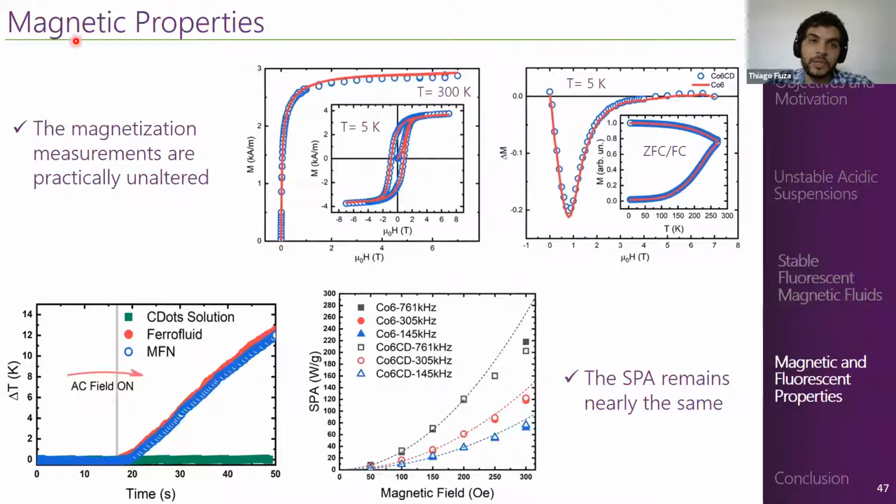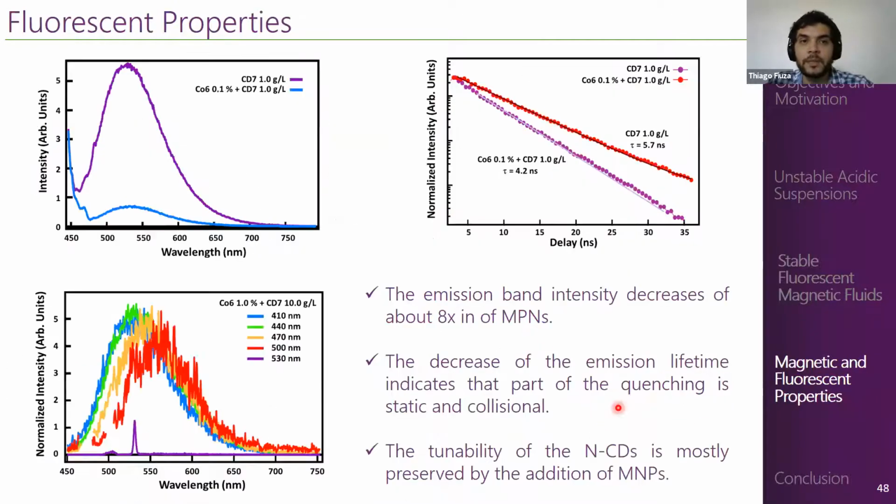If we perform magnetic measurements, we can see that the magnetization of the ferrofluid sample, which here is the red curve, and the sample with the addition of the NCDs, which is the blue dot, remains practically unaltered in all these kinds of measurements with hysteresis loops, ZFC-FC protocols. As for magnetohyperthermia applications, we can see that the specific power absorption also remains nearly the same with the addition of the NCDs. However, the fluorescent properties are altered.